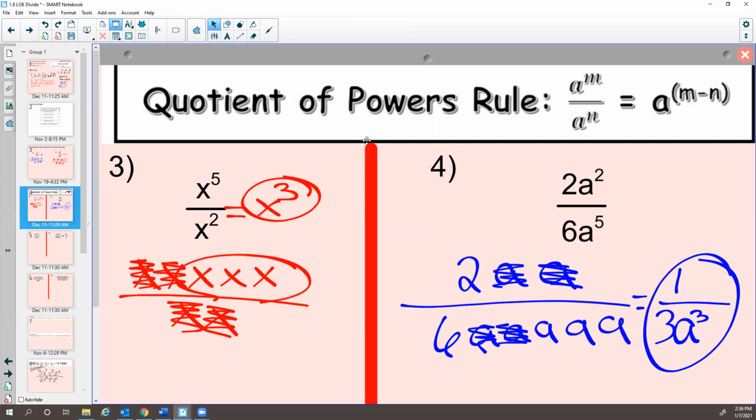So if I was subtracting, how would I know that a to the third needs to be on the bottom? Well, the way you know that is because when you subtract 2 minus 5, it gives you a negative 3. And when that happens, a negative exponent needs to go on the bottom of the fraction. That way, it changes to a positive.